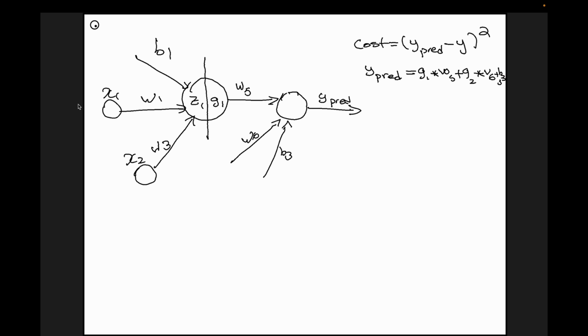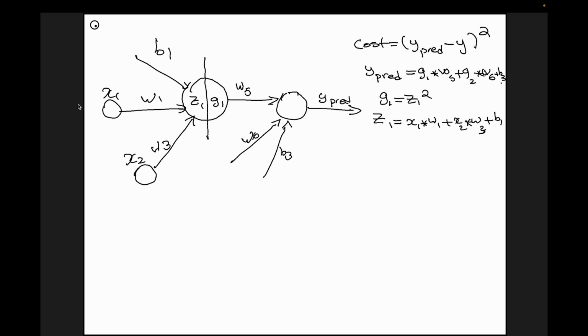Let me make it cleaner. Okay, and this is W. We knew that G1 was simply Z1 squared, and we knew that Z1 was X1 times W1 plus X2 times W2, plus X2 times W3 plus B1.